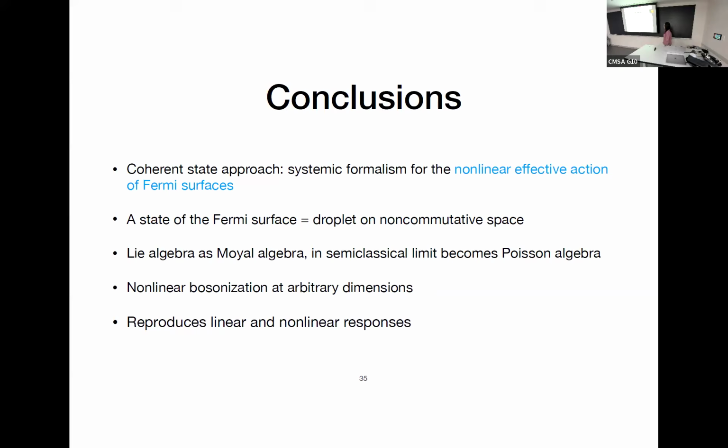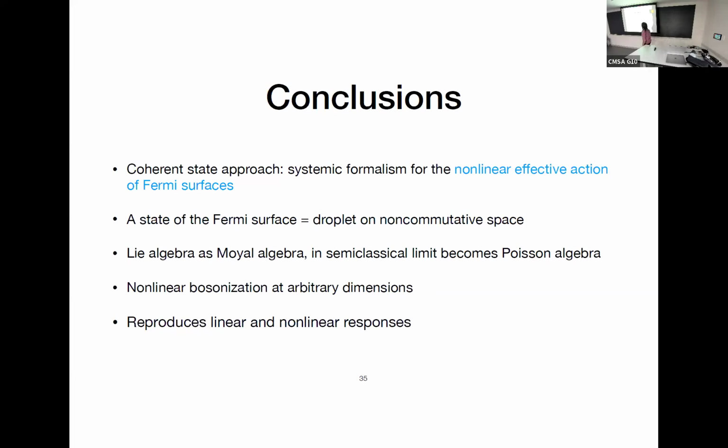So we want to write down the effective field theory action of some system with the Fermi surface. The approach that we are using is the coherent state path integral approach. So what can this give us? We actually write down the systematic formalism from the nonlinear effective field theory action of Fermi surfaces.